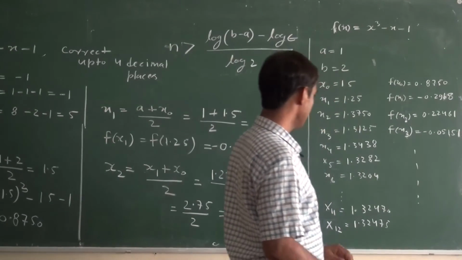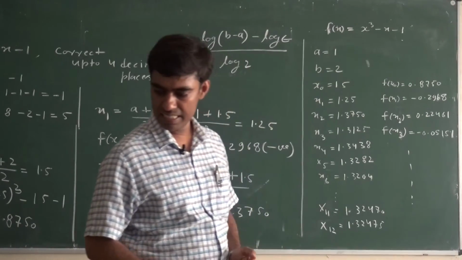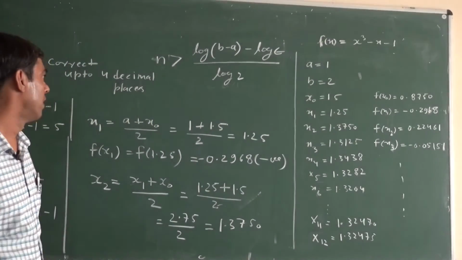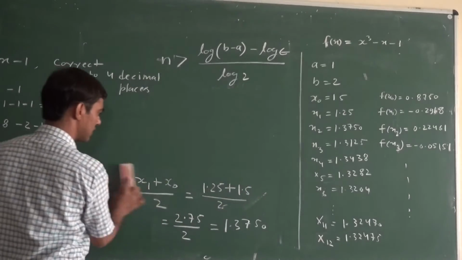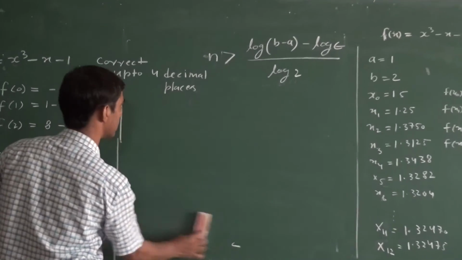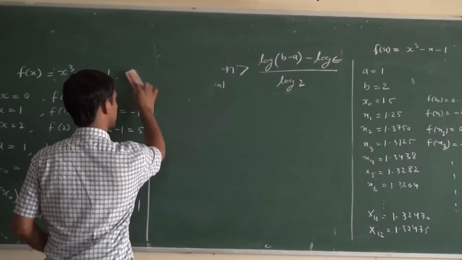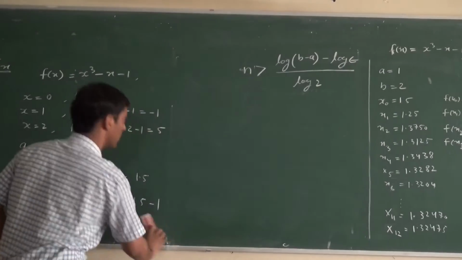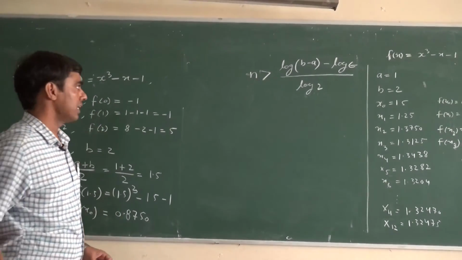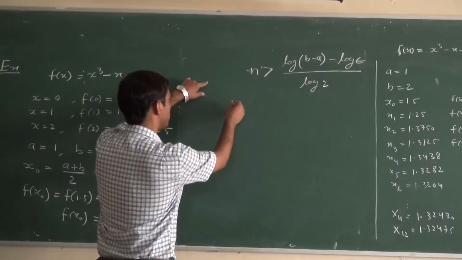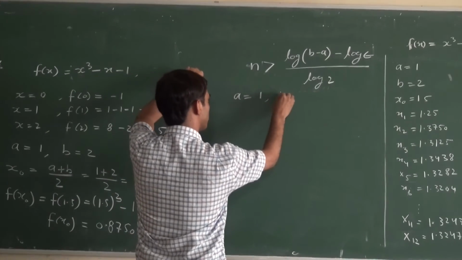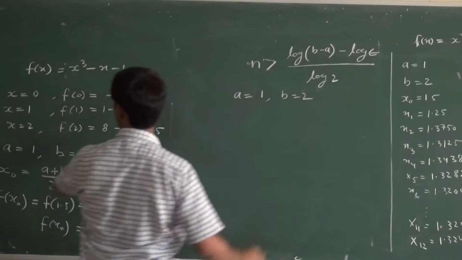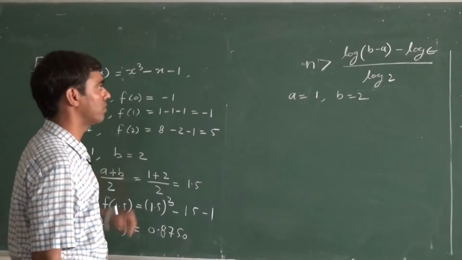Now if we try to analyze this solution, how many iterations give a root correct up to 1 decimal place, or 2, 3, or 4 decimal places? So how do we analyze this one? In this example, the value of a is 1 and the value of b is 2.